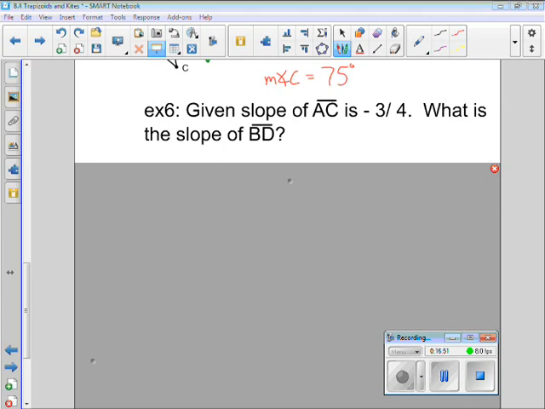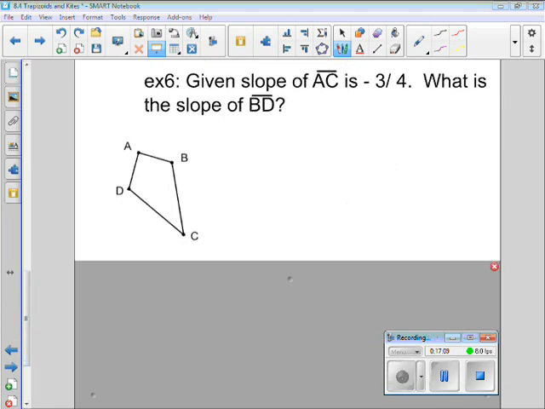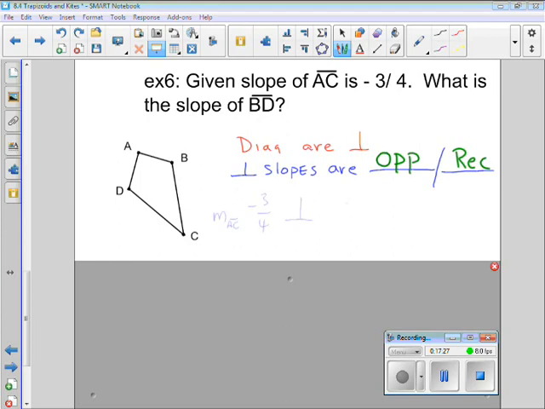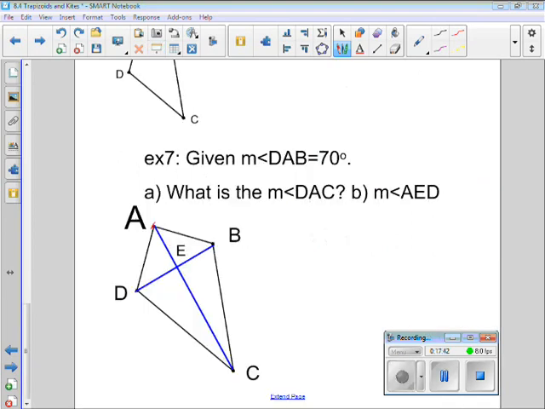All right, given the slope of AC, which is a diagonal, is negative 3/4, what is the slope of BD, the other diagonal? So use the properties that you know about the diagonals above and see if you can figure out what the other slope would be. Put me on pause, come back and check your work. Okay, so we find out that the diagonals are perpendicular. That's what we know. And if they're perpendicular, what do we know about their slopes, right? We know that they're opposite reciprocals. So if they're opposite reciprocals, well, the slope of AC is negative 3/4, and the perpendicular slope to that one is what? Hopefully you said 4/3.